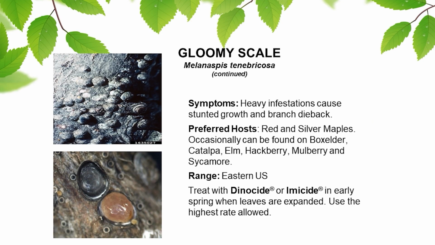Heavy infestations of gloomy scale can cause stunted growth and branch dieback. The preferred hosts of gloomy scale are red and silver maple trees. Occasionally, they can be found on box elder, catalpa, elm, hackberry, mulberry, and sycamore trees. They may be found throughout the eastern United States.